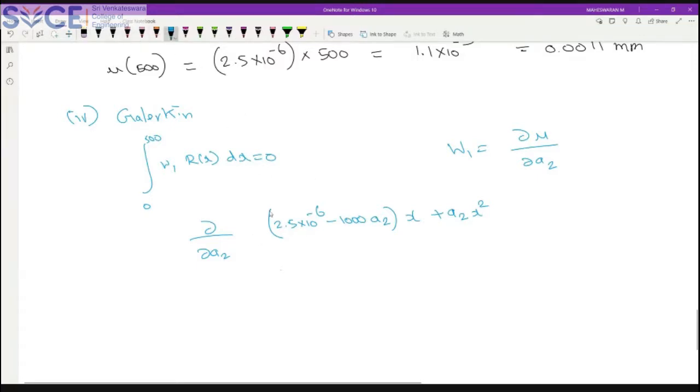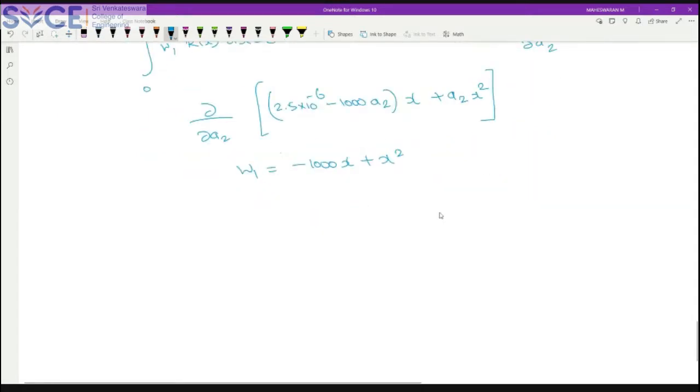Okay, so I have to partially differentiate it. Here A2 is the variable, others are constant, right? So you eliminate that. In that case, what will we get? Here I will get minus 1000, because if you consider A2 as X, it will become 1. So the remaining term is minus 1000 X, plus X square. So this is my W1. My W1 is X square minus 1000 X.